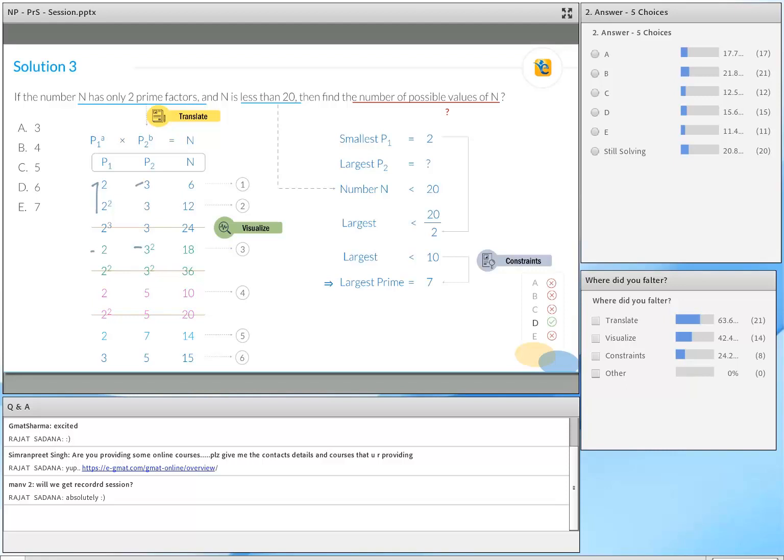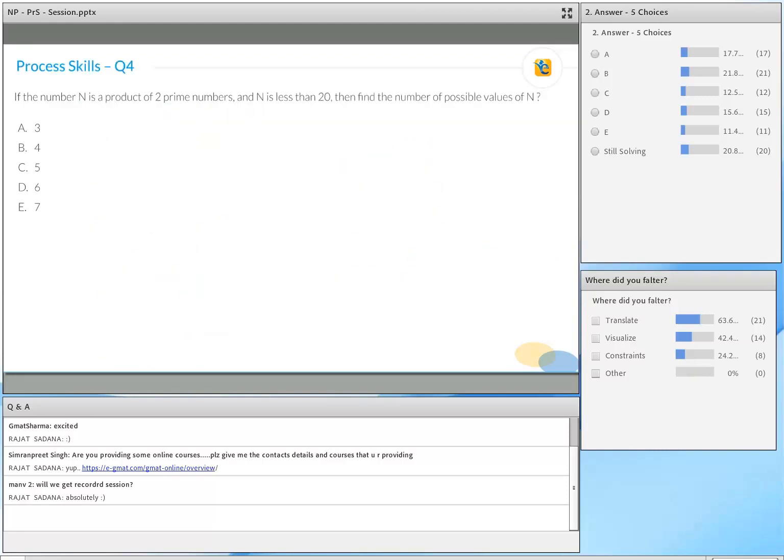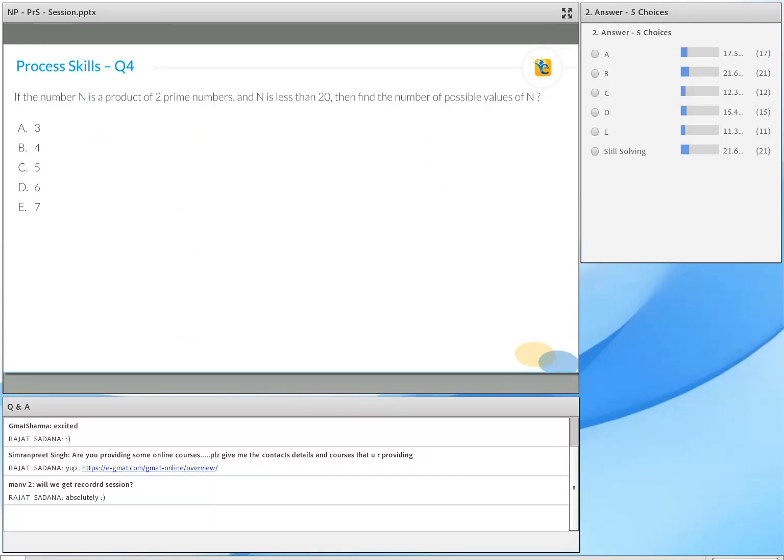Okay, all right. So now let's move on to question number four. This is a similar question, but there is a big difference. So I want you to apply the learnings from the previous question over here, but there's a big difference, and I want you to focus on that.